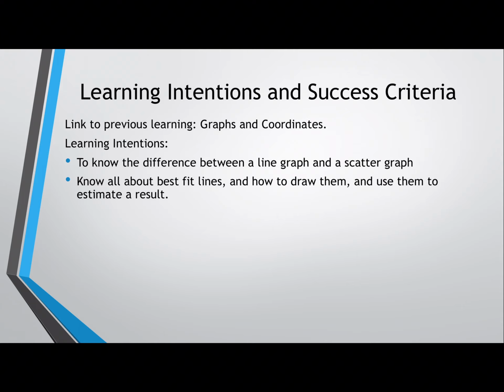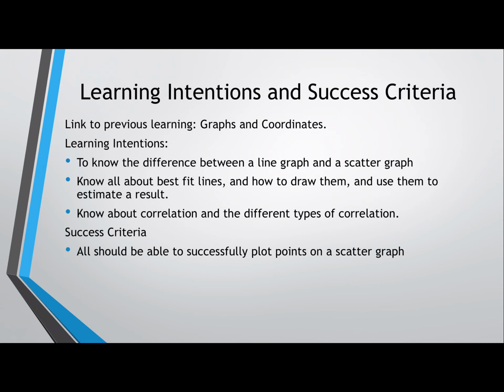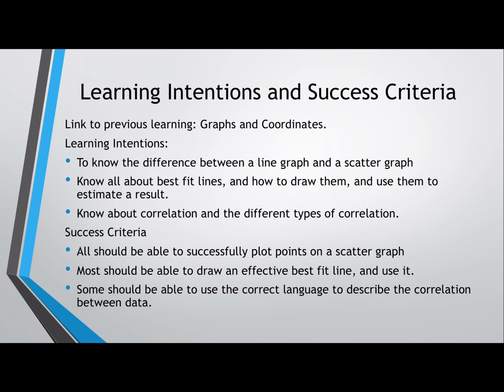We know all about best fit lines, how to draw them, and to use them to estimate a result. Know about correlation and the different types of correlation is our last thing. So we should all be able to successfully plot our points on a scatter graph. Most of us should be able to draw an effective best fit line and be able to use it properly. And some of us should be able to use the correct language to describe the correlation between data.